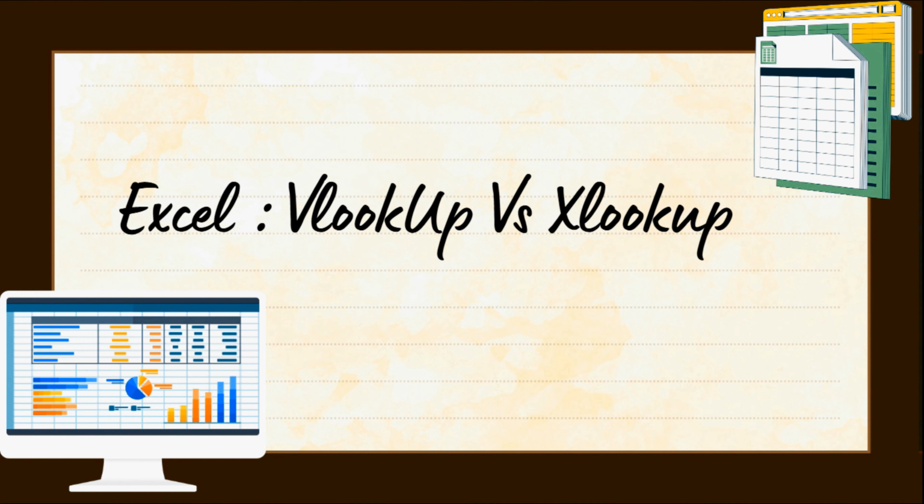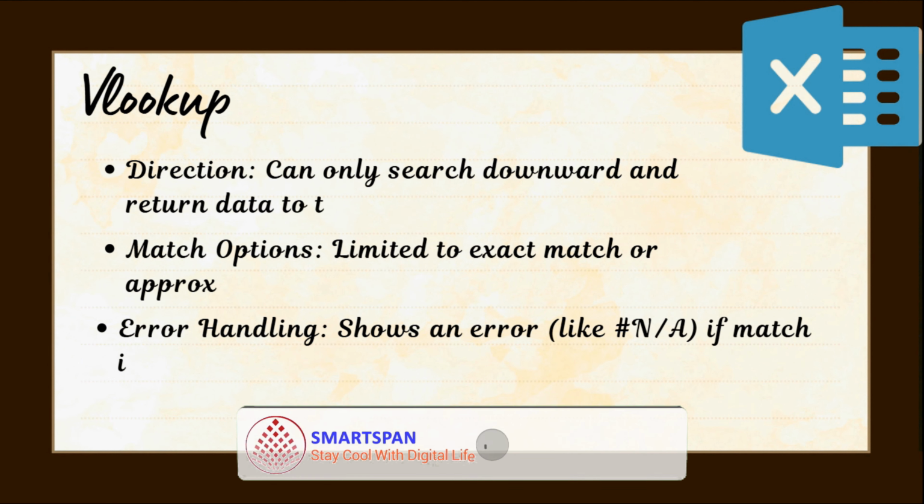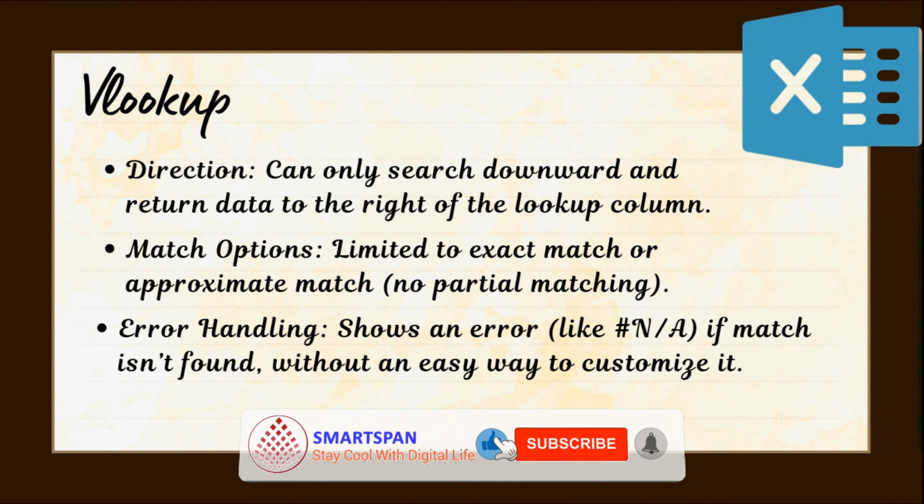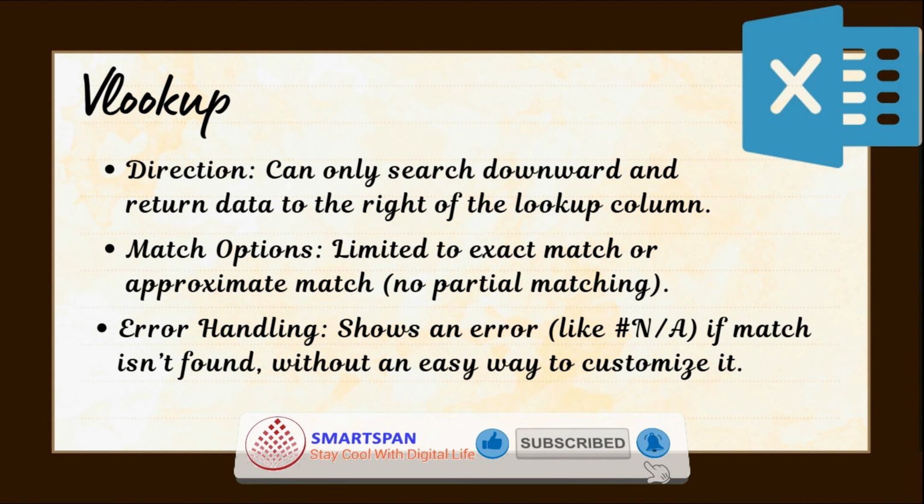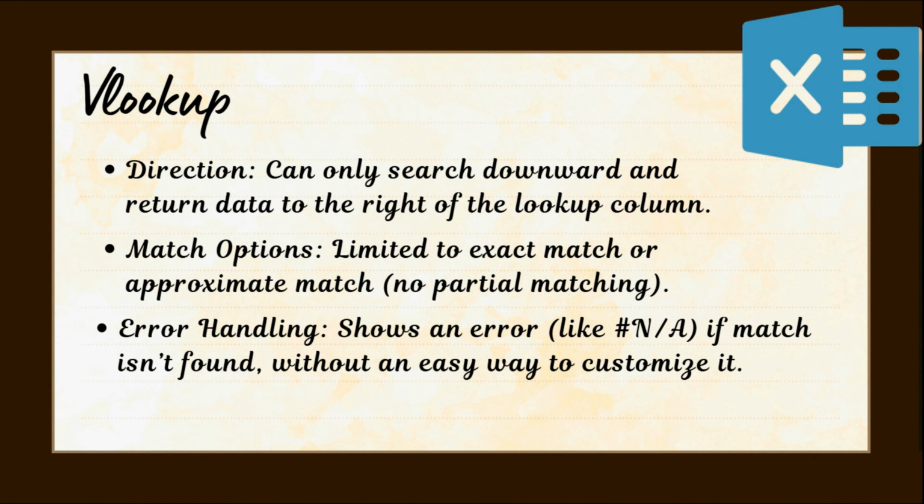VLOOKUP. Lookup direction: it can only search downward and return data to the right of the lookup column. Match options: limited to exact match or approximate match. Error handling: it shows an error if a match isn't found, without an easy way to customize it.